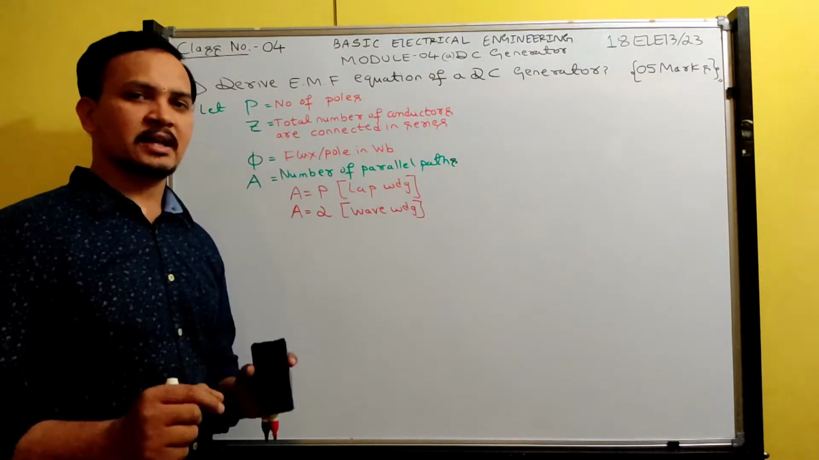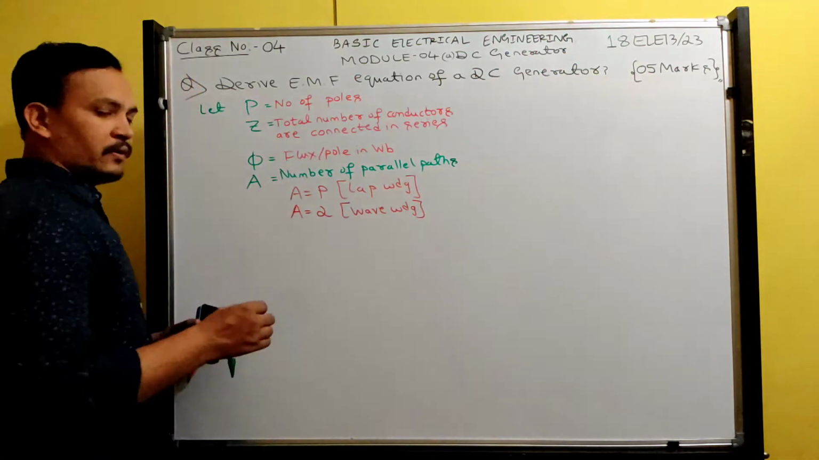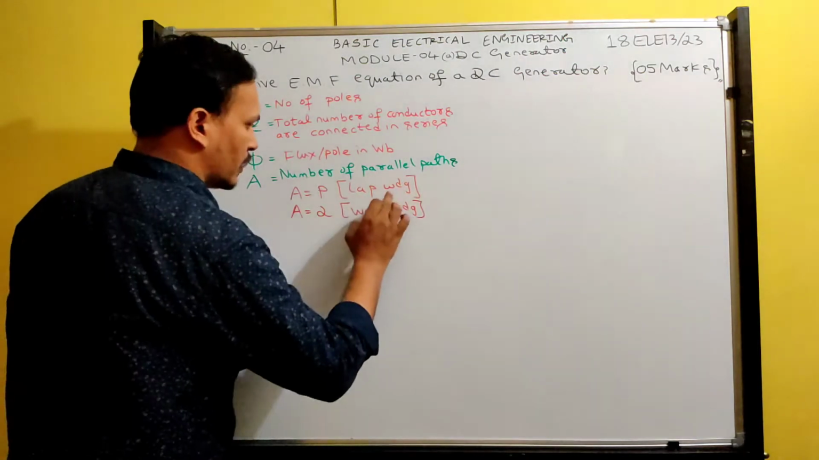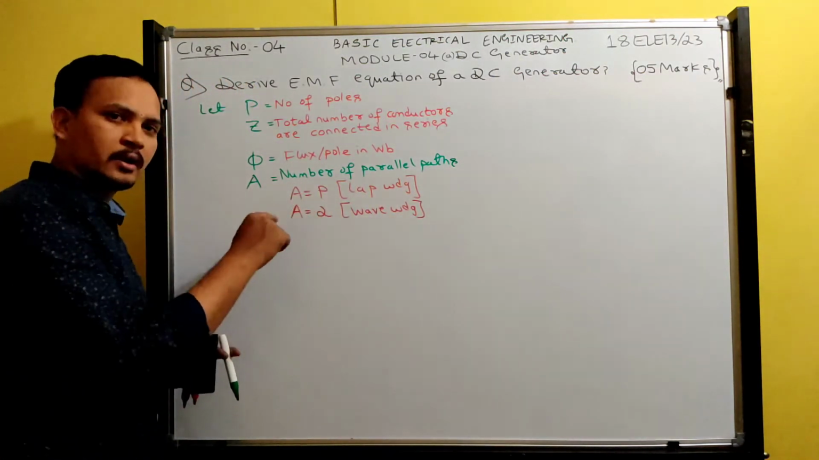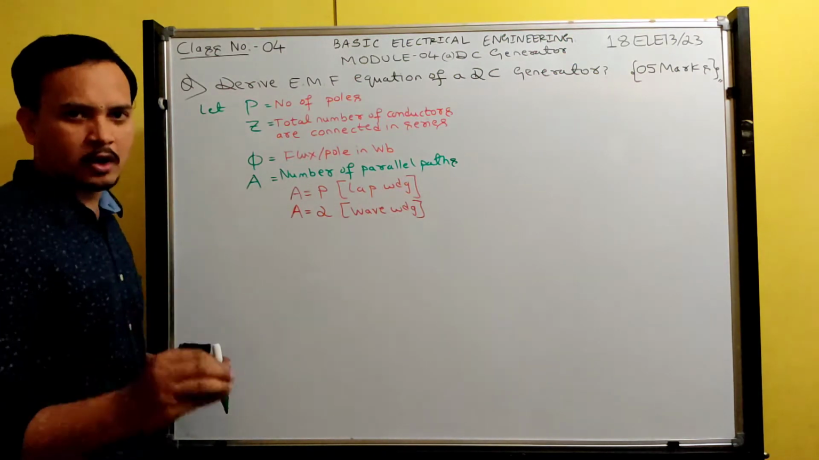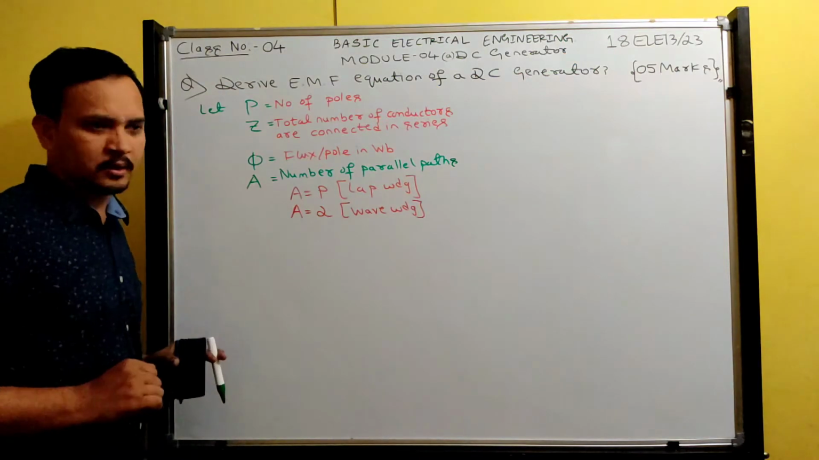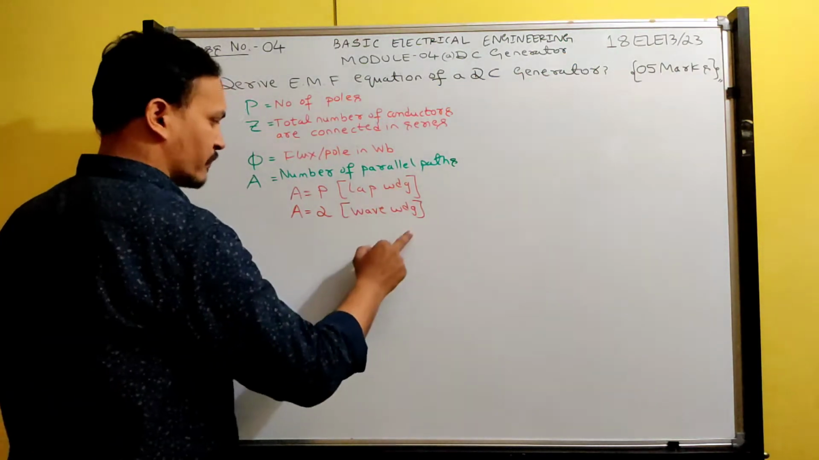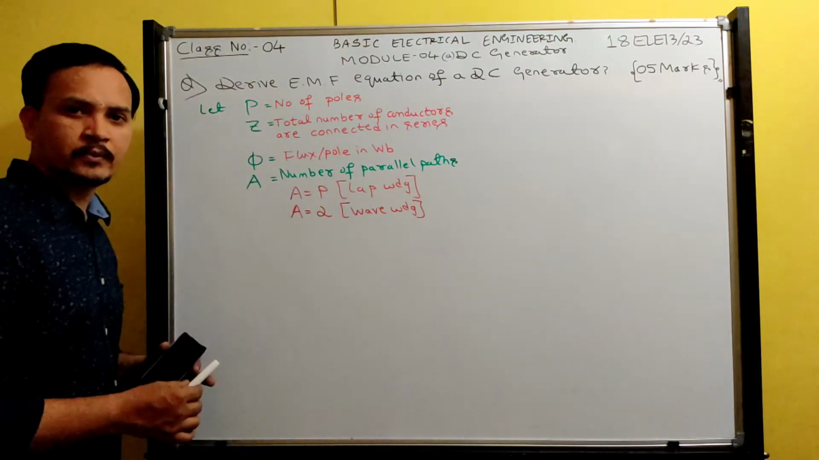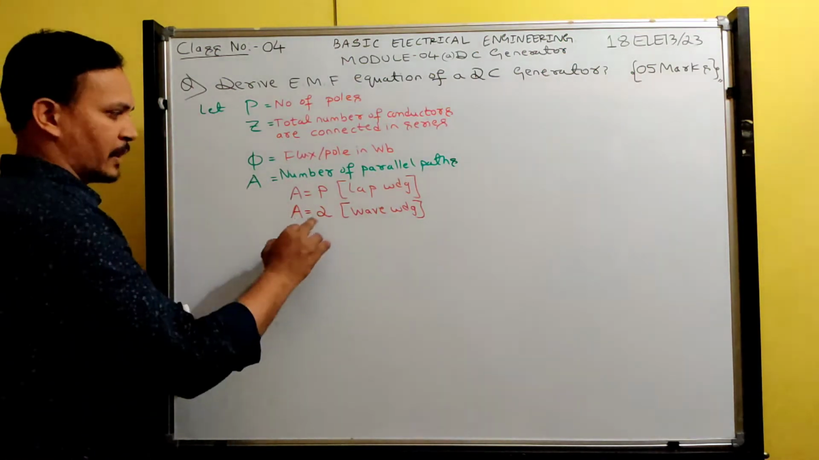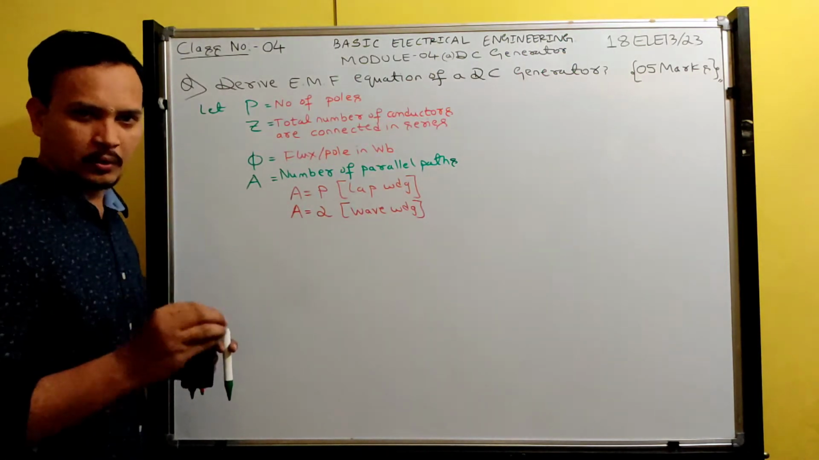Armature winding basically has two types, lap winding and wave winding. If it is lap winding, you have to consider the number of parallel paths equal to the number of poles. If it is a 4-pole machine, how many parallel paths will be there? 4 parallel paths. Similarly, for wave winding, we have to consider the number of parallel paths equal to 2 only. For wave winding, you have to write A equals 2 only.